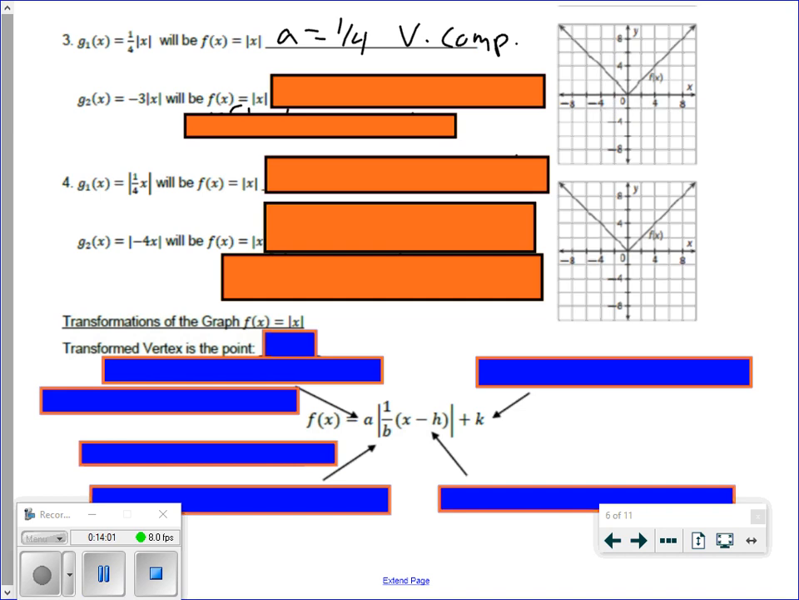And like I said before, it does not need to be perfect. Nothing I'm drawing is even close to that. As long as you know that when your a is a vertical compression, you're going down and you're getting wide. All right, that's the most important thing we're trying to take away.